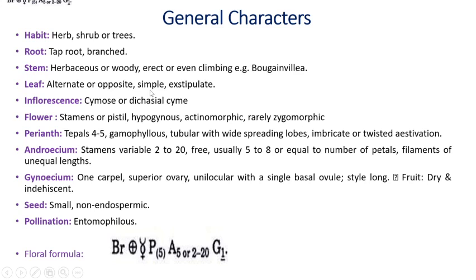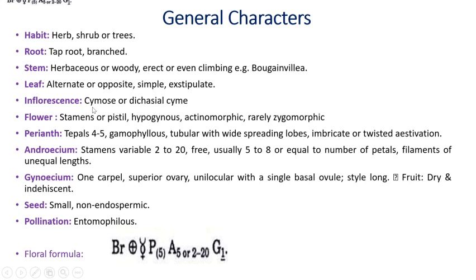Then leaves are simple. That means there is no division of the lamina. Then exstipulate. Stipules are absent. X means absent. Stipules are nothing but small leaf-like structures present at the base of the leaf. That condition is called stipulate, and if these stipules are absent, this condition is called exstipulate.